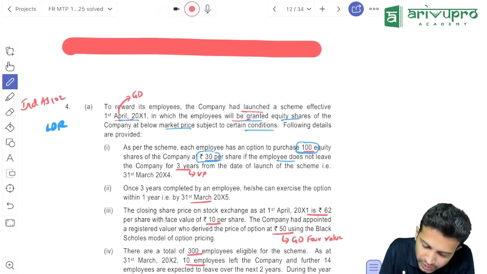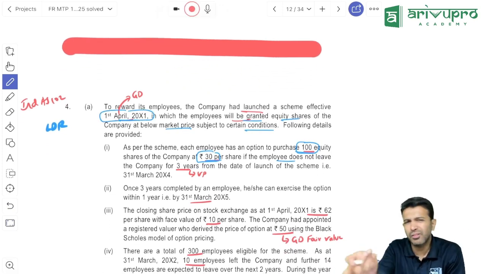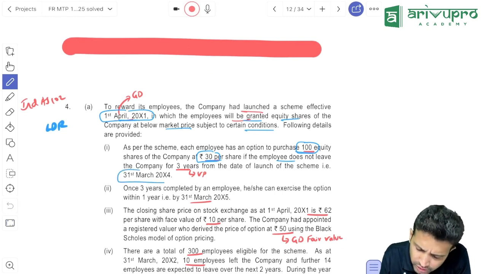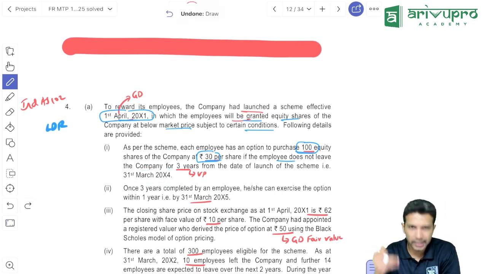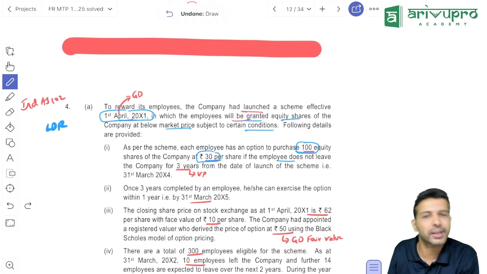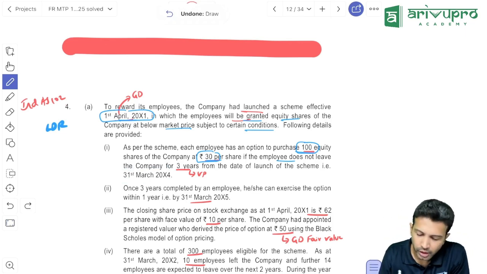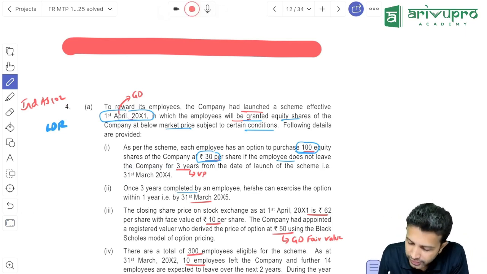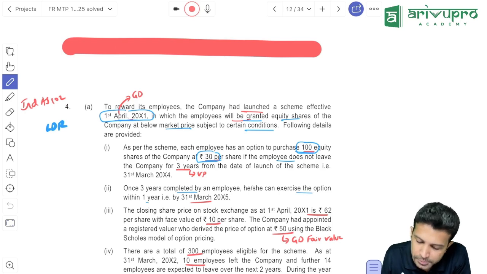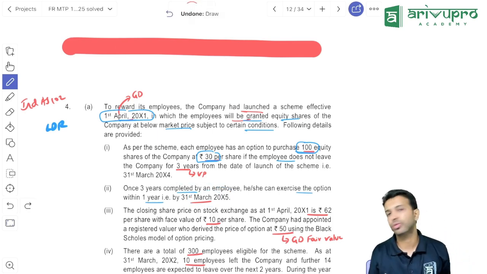So you came up with the scheme on 1st April 20X1. If you add 3 years, that will get over on 31st March 20X4. The shares will get vested on this particular date. Once 3 years is completed, an employee can exercise the option within 1 year, that is, up to 31st March 20X4.